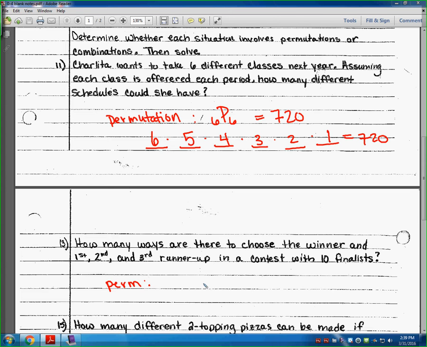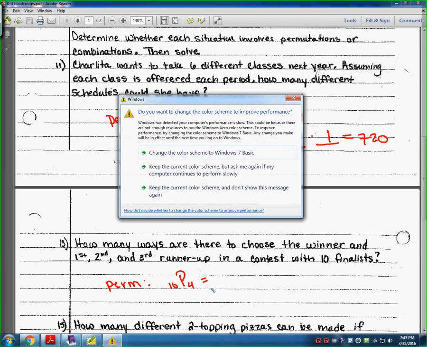How many options do we have? How many people are trying out for the winner? 10, right? 10, but how many are we choosing? Well, we're choosing the winner, that's 1, and then first and second and third. So how many options is that total? 4, right? So 10 people, but only 4 awards are available.